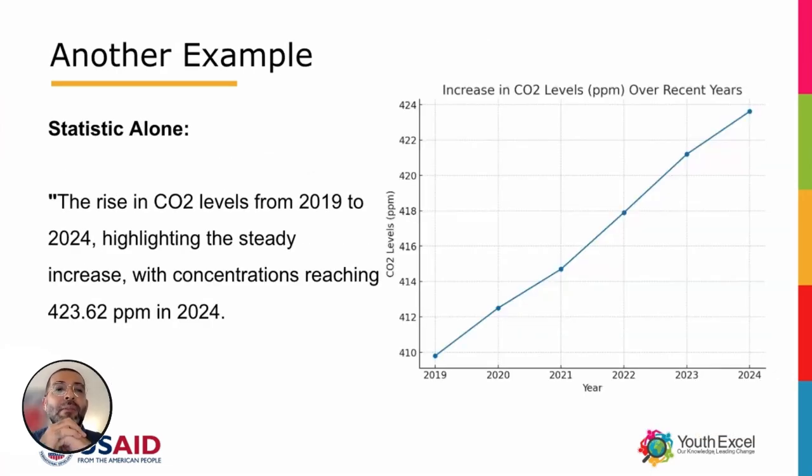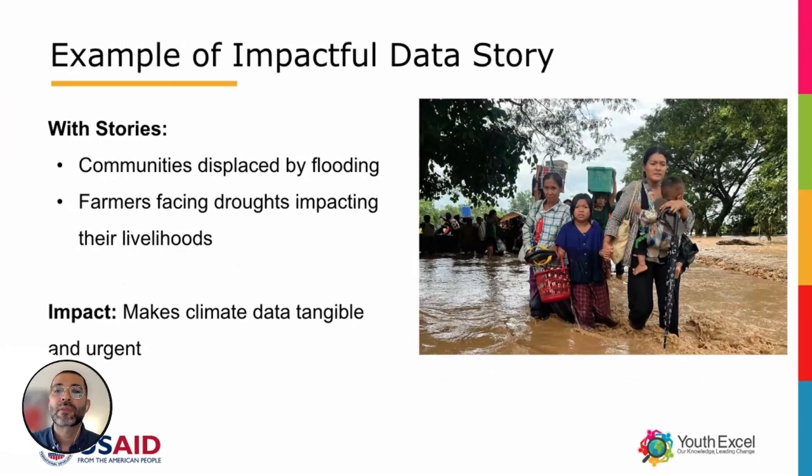Here we have another example. Here is just the statistic alone. In this example, we are using climate change. This is a graph showing the rising CO2 levels, which is informative, but we are not telling a story. If we couple this statistic with a story, for example, this, we can see communities being displaced by the flooding, how it affects farmers facing droughts that impact their livelihood. We can make an impact and make the climate change data tangible and urgent. That's what we want.